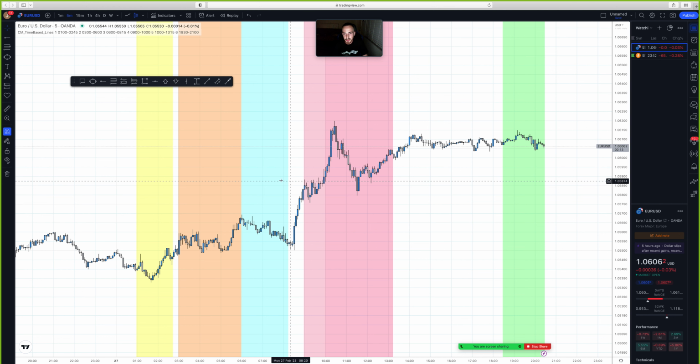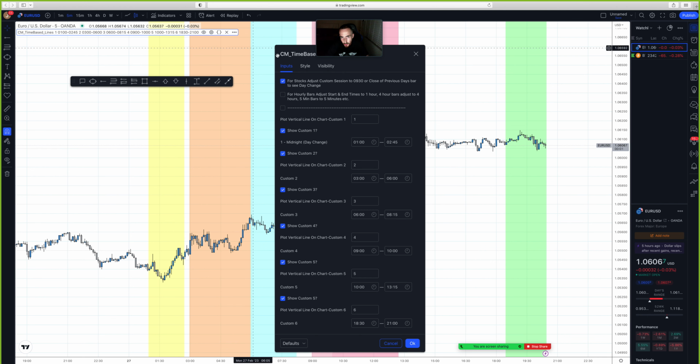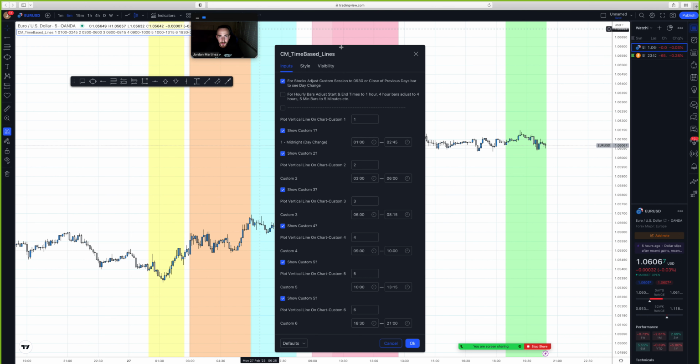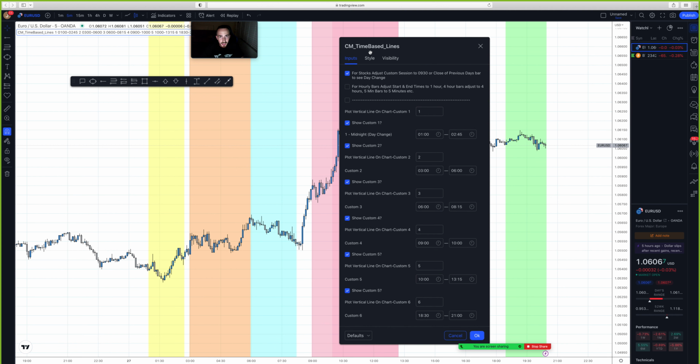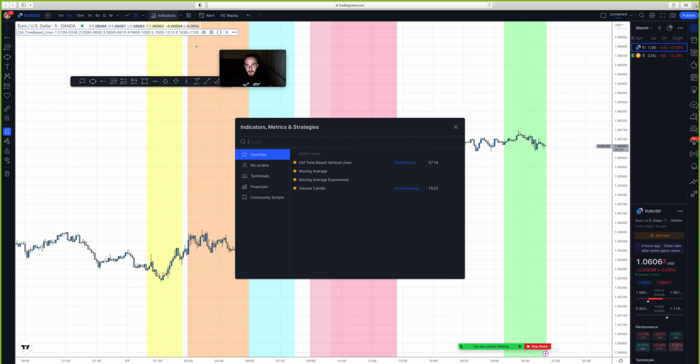So let me give you guys the settings and the name for this. It's an indicator, but it's not really an indicator. It just lets us know that we're in this session, like we have it marked. It's a lot cleaner. You're going to want to take a screenshot of this. This is called CM time based lines. That's what you're going to look up. When you click indicators, you type that up here, and it's going to come up like this: CM time based lines by Chris Moody.